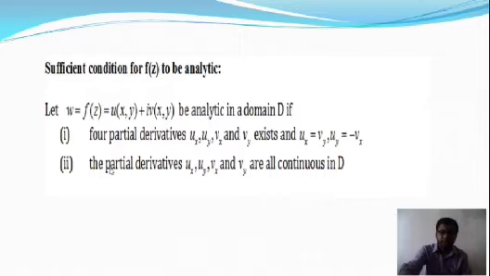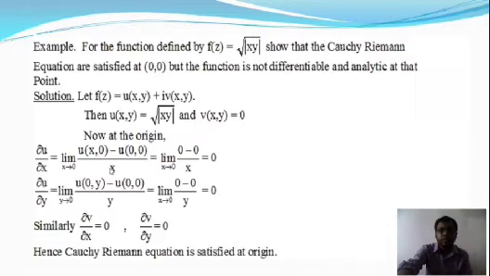Okay, so next we are going to discuss some examples of the Cauchy-Riemann equation, analytic function and differentiability. So let's start with example 1. The function f of z is defined by f of z is equal to root over mod of x into y, so that the Cauchy-Riemann equations are satisfied at the point 0, 0, but the function is not differentiable at that point, or not analytic at that point.